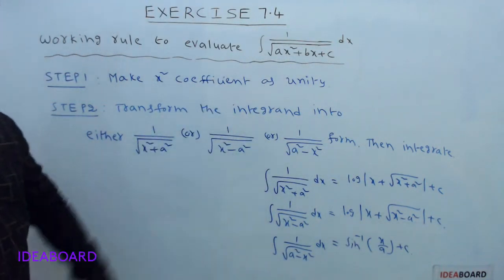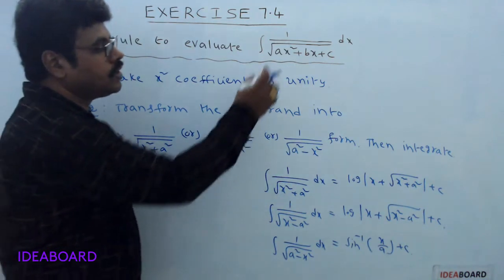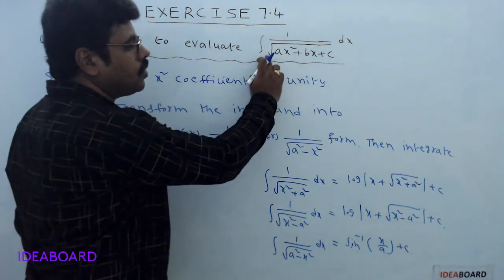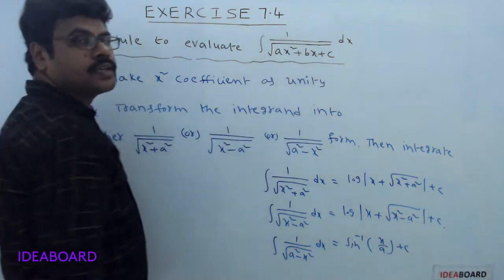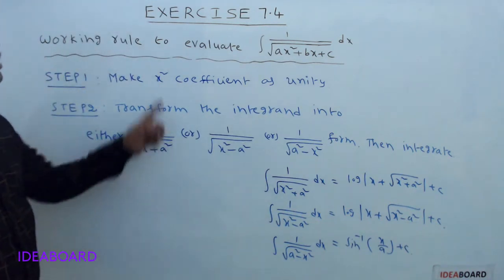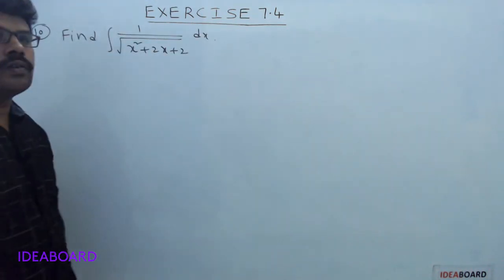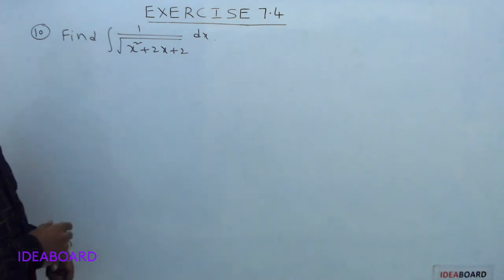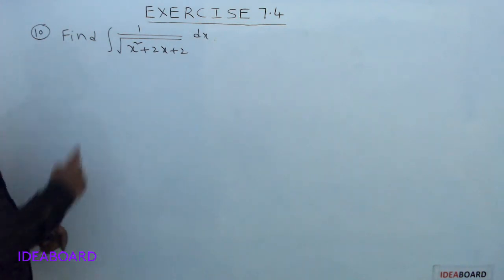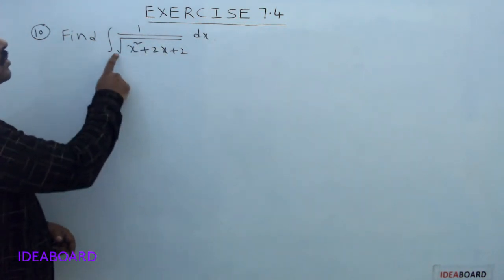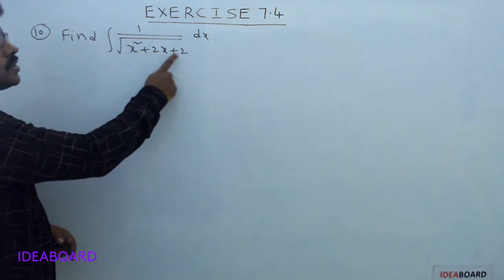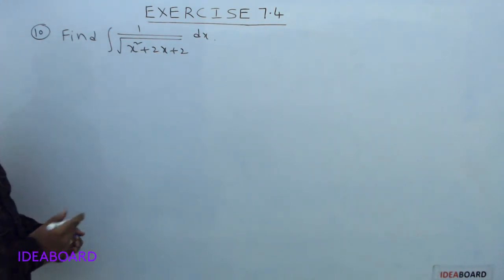Now this is the procedure to evaluate the integrals of the type 1 divided by root of ax square plus bx plus c. Now see some problems on this model. Now see question number 10 on this model. Find integral 1 divided by square root of x square plus 2x plus 2 dx.